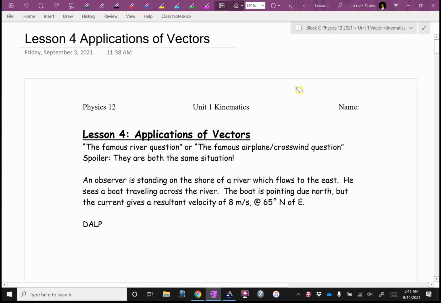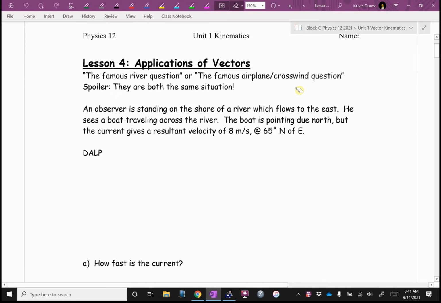Applications of vectors, or the famous river question, or the famous airplane crosswind question. Nice applications. Spoiler alert, they're both the same situation. An observer is standing on the shore of a river which flows to the east.